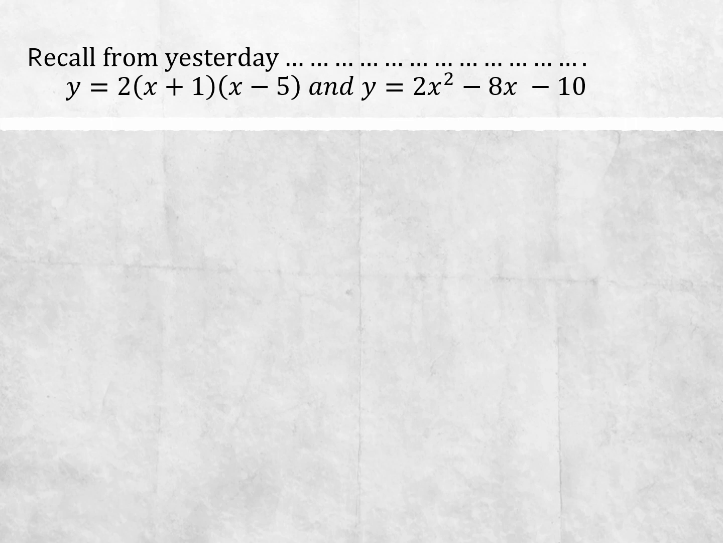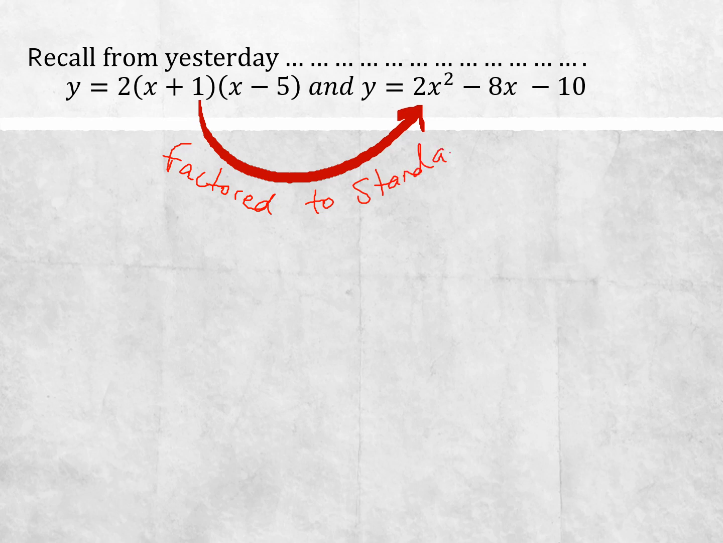From yesterday, or really from potentially earlier today, we looked at things like this, and we did kind of changing this into this, going from factored to standard. So we expanded a binomial, we ended up with this trinomial, and one thing you'll notice too is that the a value for the factored form is 2, and the a value for the standard form is 2. Those a values are always the same.